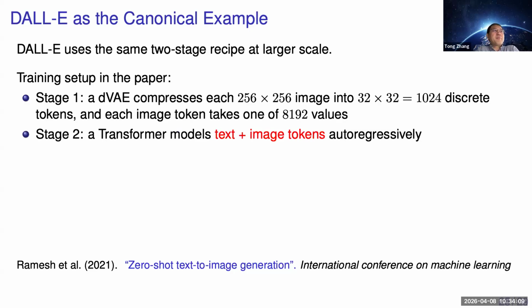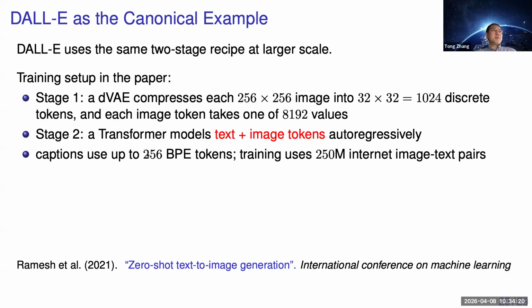Stage two, you have a transformer over text plus image tokens, and you train it autoregressively. Then you are mostly done. Captions use up to a fixed number of tokens, and training uses internet image-text pairs. Once you have the discrete tokenizer, you can do both understanding and generation simultaneously, because transformers can generate and can also understand, if you think about LLaVA with discrete tokens. It's doable, so you can train that.